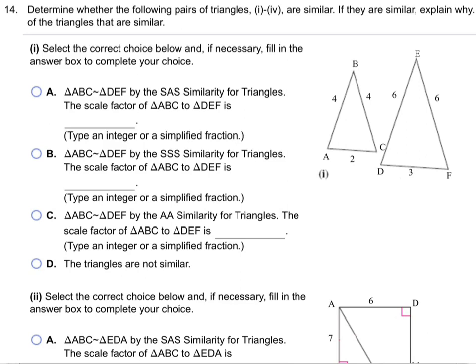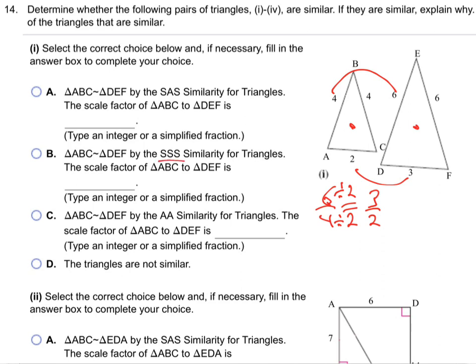All right, number 14. Determine whether the following pairs of triangles are similar. If they're similar, explain why. Okay, so is this triangle and this triangle similar? Well, notice their sides are all proportional, aren't they? What I mean is, if I take 6 divided by 4, I get the same thing as if I take 3 divided by 2. Right? Those are the same fraction. If you divide by 2, top and bottom here, you get the same thing. Those are the same ratio. So the sides are all proportional.